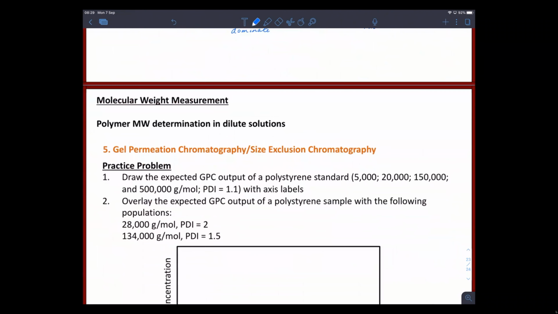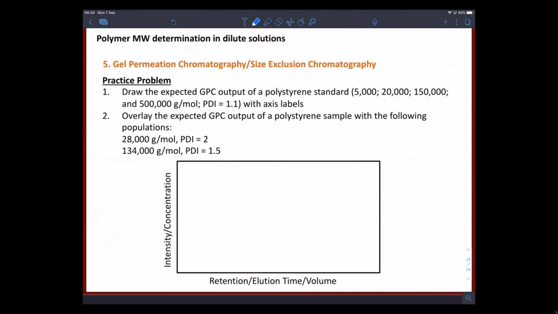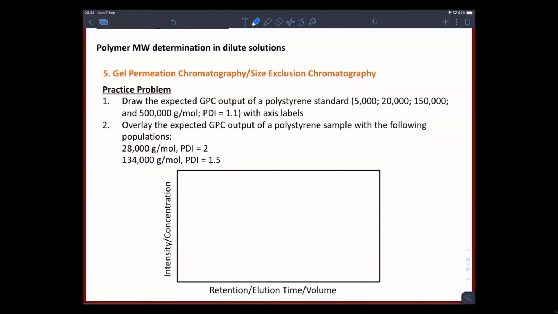So here's one that you can practice. I'm going to give you a couple of minutes to complete this one. This is a practice problem. We do put very similar practice problems on exams. So just have a think about this. Draw the expected GPC output of a polystyrene standard, 5,000, 20,000, 150,000, and 500,000 grams per mole with a PDI of 1.1 with axis labels.